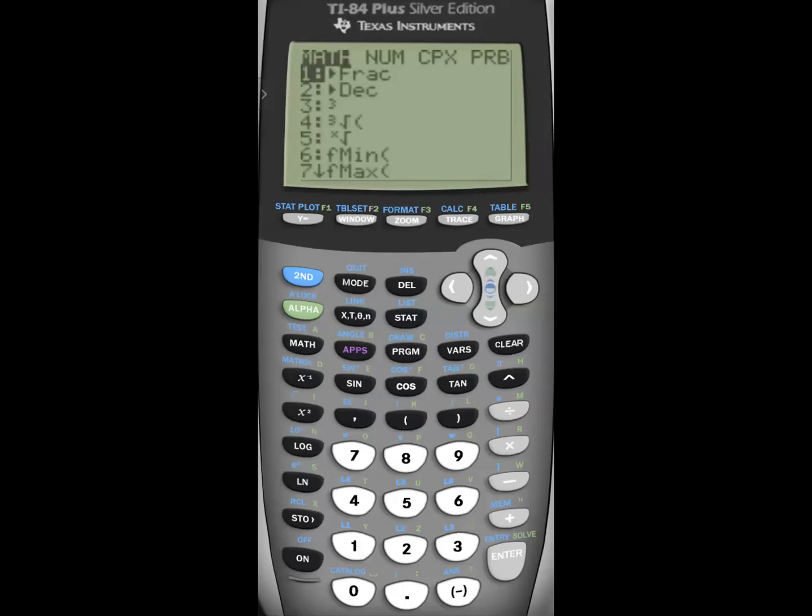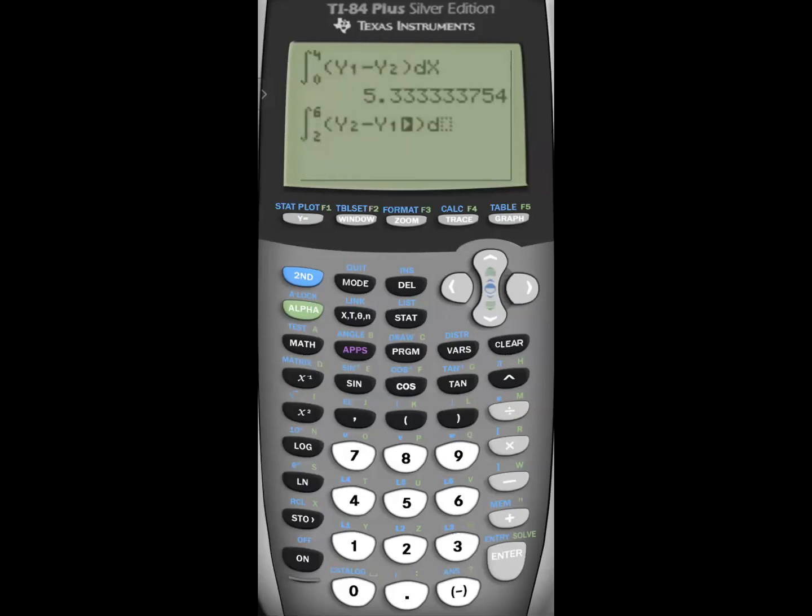So we're going to do math 9 again. Math 9 from 2 to 6 because those were our intersection points. And we're going to use y vars. And this time we're going to subtract y2 minus y1. And then I want to show you guys a trick after this. Okay, 5.33. Oh my gosh, it's almost the same answer.